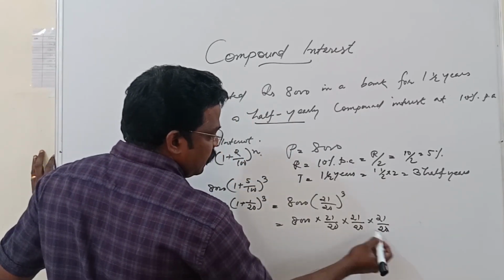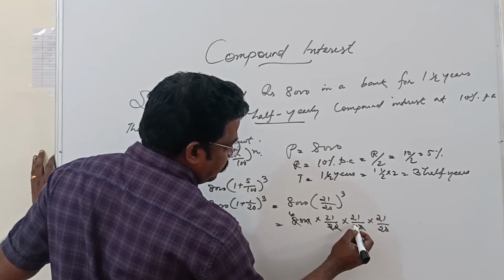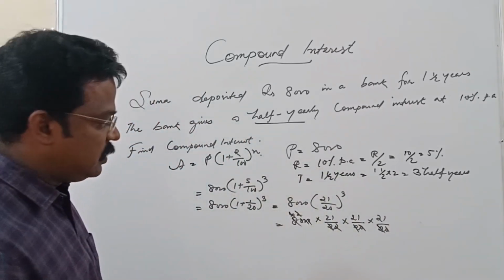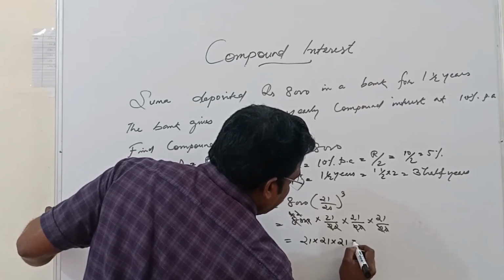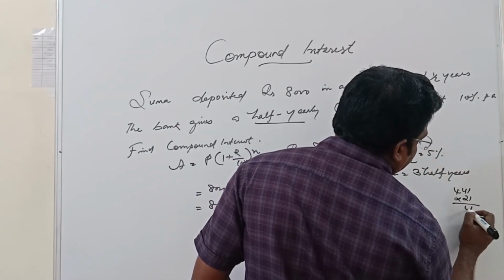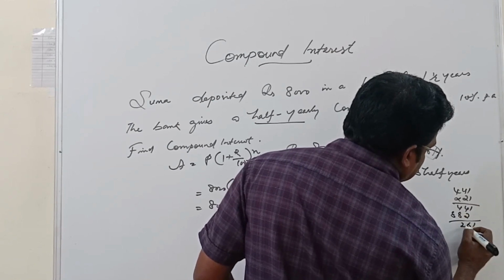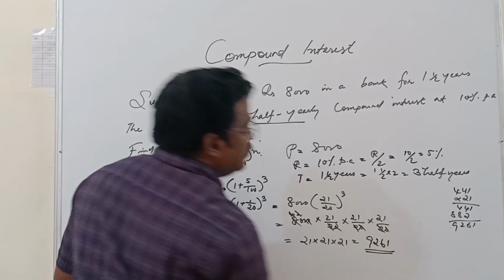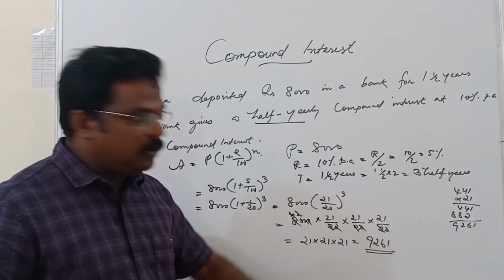So here 1, 2, 3 zeros cancelled. 2 fours are 8. 2 twos are 8. Then 2, that also cancelled. So here remaining 21 into 21 into 21. So 21 into 21, 441, into 21, that is 9,261. This is the amount Suma will get after 1.5 years from the bank.